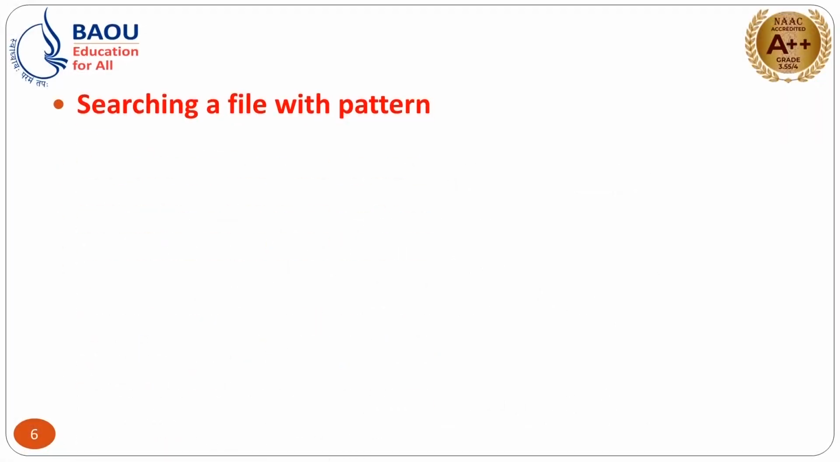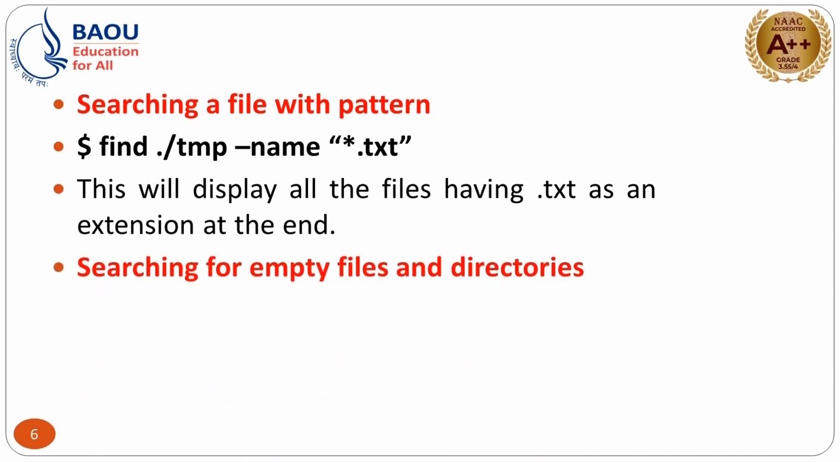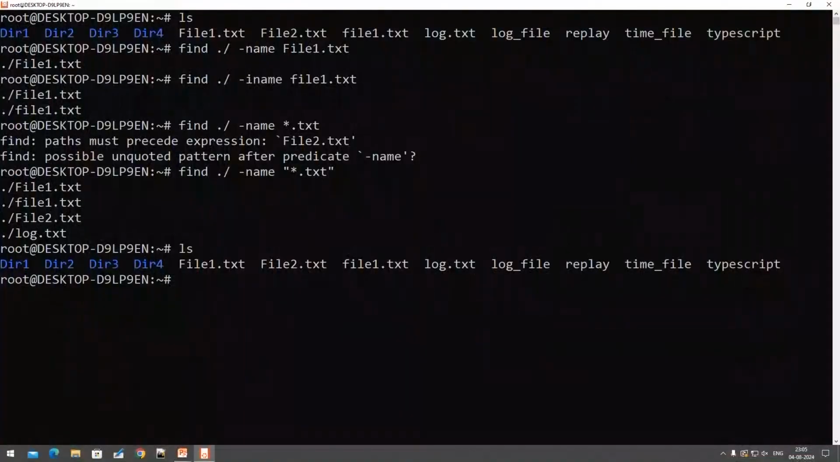Then after, we have already discussed pattern-wise searching. If you want to search all the files with extension .txt, you can provide the wildcard character asterisk. Then after, if you want to search for empty files or empty directories, in that case you use the option empty.